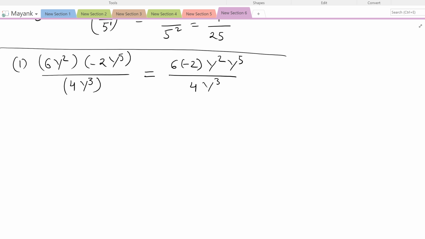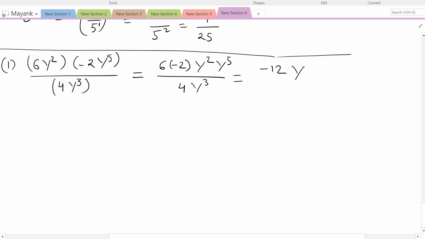Now by using the rules that we learned, we do 6 times by 2, negative 12. And we just learned, if the base is same, you add up the powers. So we're going to add 2 and 5, 7. Why do we add them? Because the relation is multiplication there. They didn't write anything, that means it's a multiplication. At the bottom.